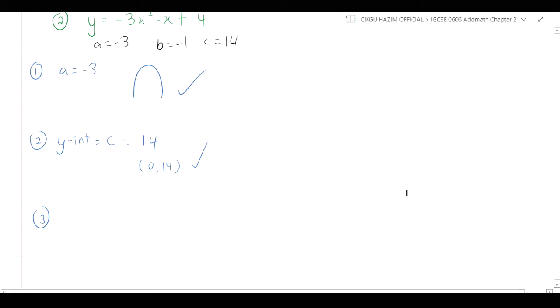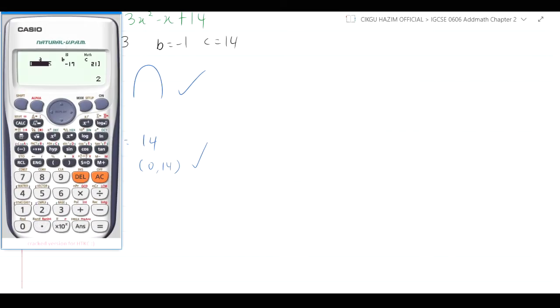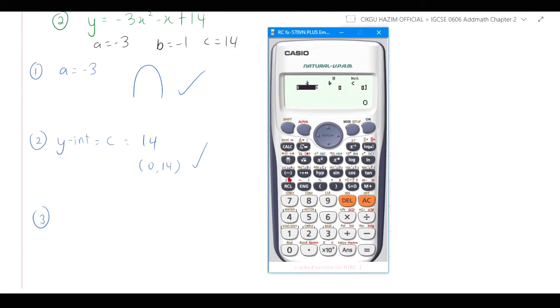which is going to be negative 2.33333. Yeah, okay, for some reason my calculator is a bit lagging here. I'm going to repeat this. Negative 3, negative 1, and 14 here. You're going to get 2 and negative 2.3333, or I suggest you put it in fraction.